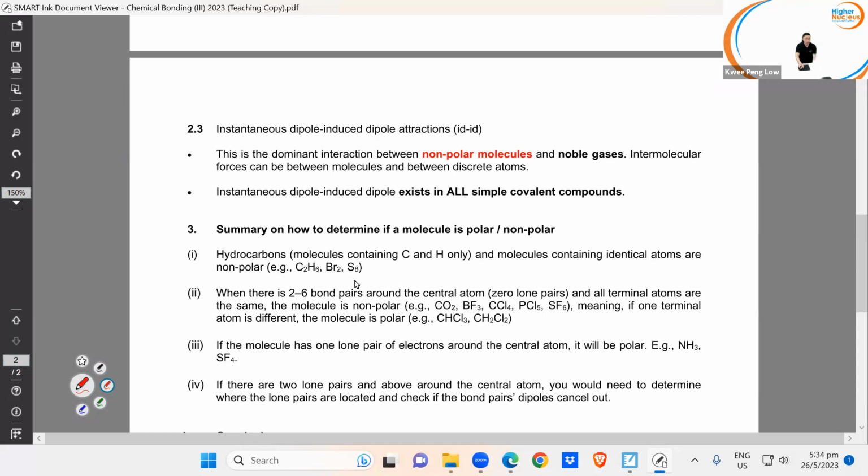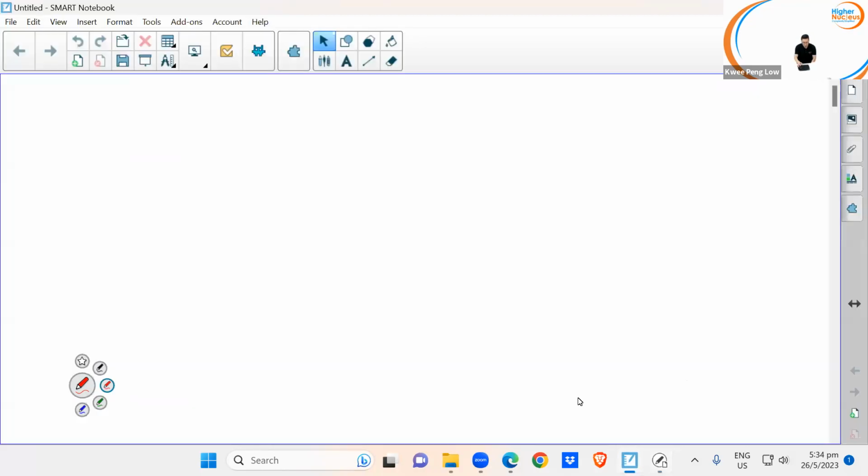So rule number one. Now, rule number two is the one I'm going to use very often. The focus is on the central atom. About your central atom, if you have zero lone pair, you have only bond pair, and all the terminal atoms are the same, the molecule is not polar. However, if one of the terminal atoms is different, then the molecule is polar. Okay, what do I mean by that? I'm going to give you a few examples on the board, so please take a look.